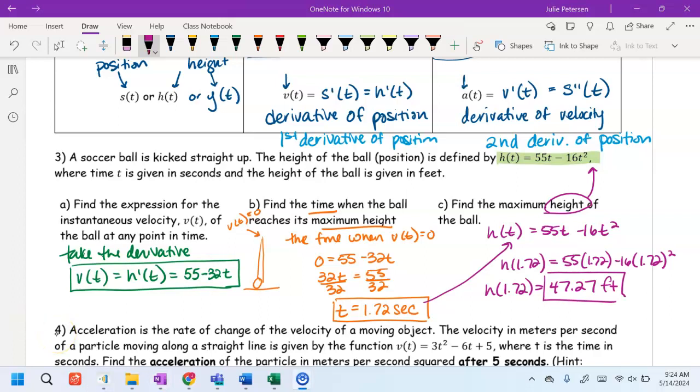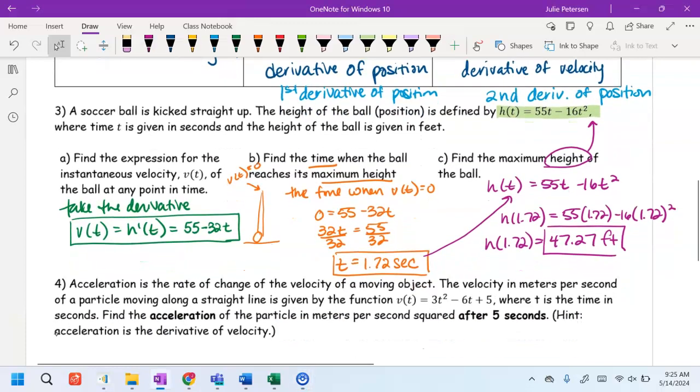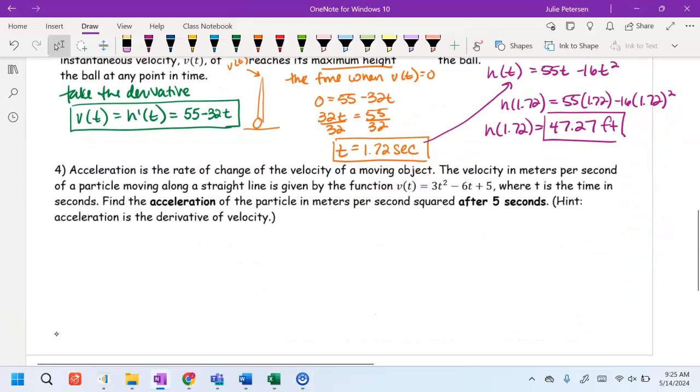All right, so that's one of the most common applications, where we can figure out when the maximum happens, solving for the independent variable, and then use that value and plug it into the original position or height function to find out what the height is at that particular time. So we'll do this last one.